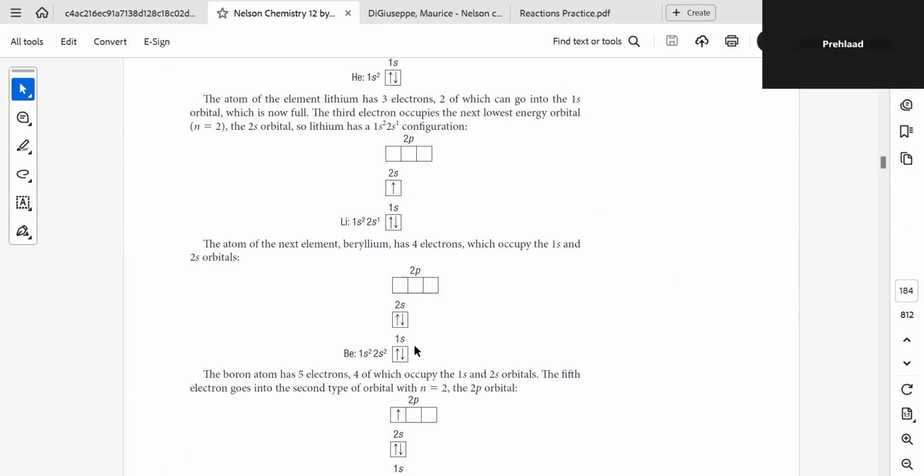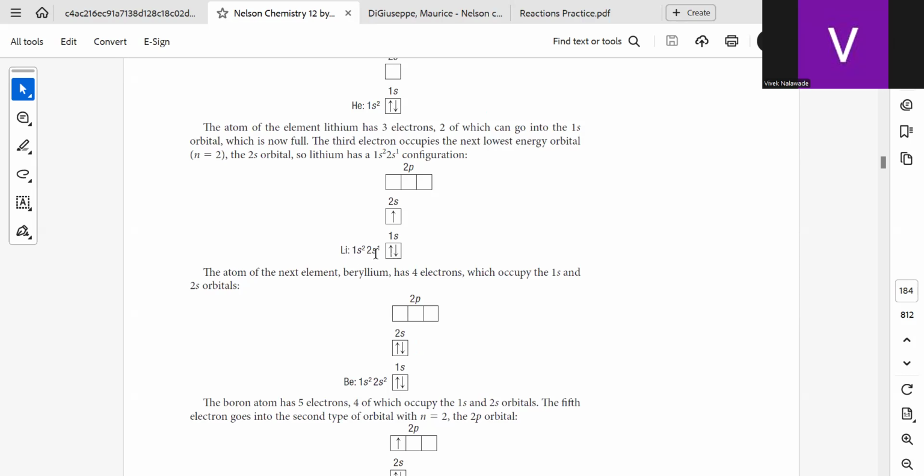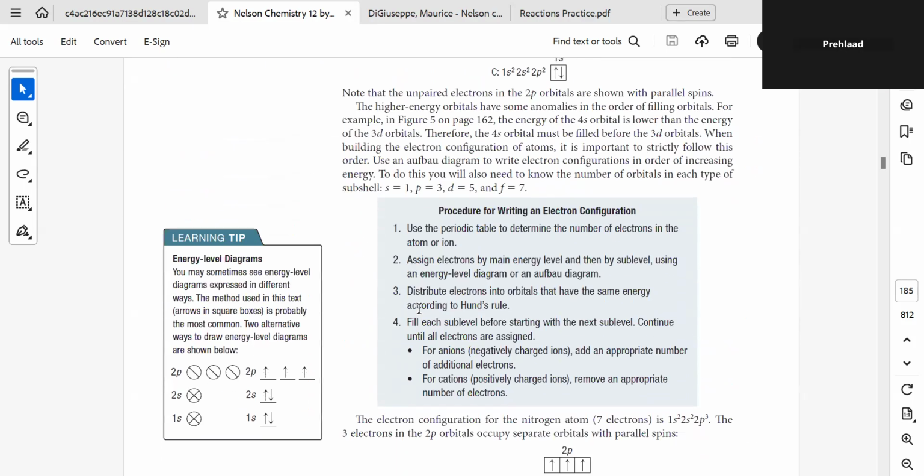When we talk about lithium, 1s, 2s, 2p. So what is this? The stairs indicate that they are increasing in energy.